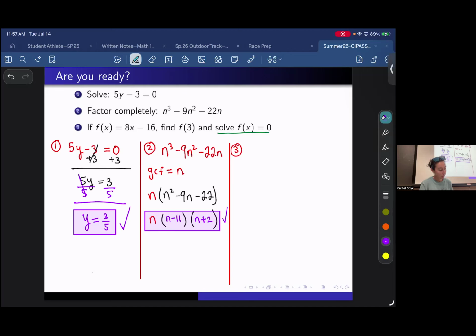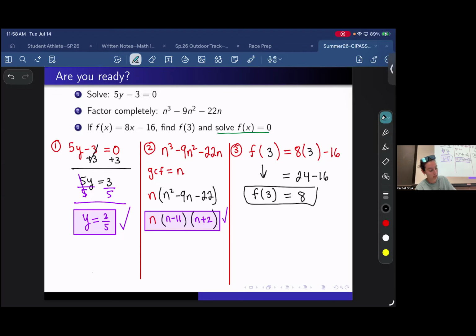And then finally, we're on our third question. We're given a function f of x, which is 8x minus 16, and we want to find f of 3. So first, wherever we see an x, let's just create some parentheses. And then inside those parentheses, we're going to fill it with 3 and solve. 8 times 3 is 24. 24 minus 16 is 8. So the first part of this question tells us that f of 3 is indeed equal to 8.